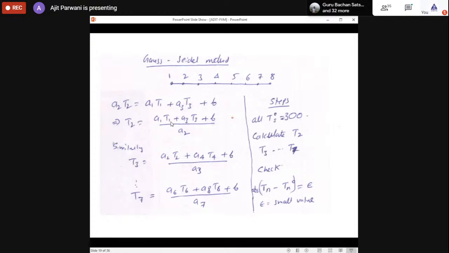Then T1, T3, T4, whatever you get from this iteration, you put those values and find the new value of T2. If the difference between this new value of T2 and the previous value of T2 changes by only a small amount, then it means the solution has been reached. So with n number of iterations, you will get the true solution.